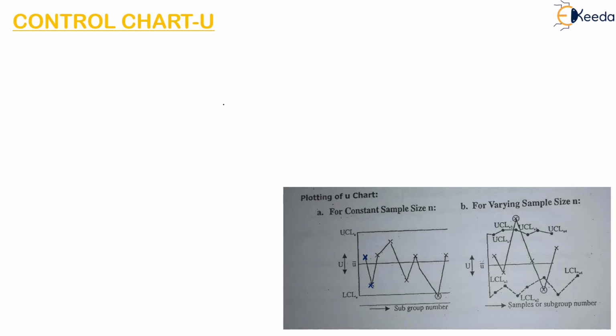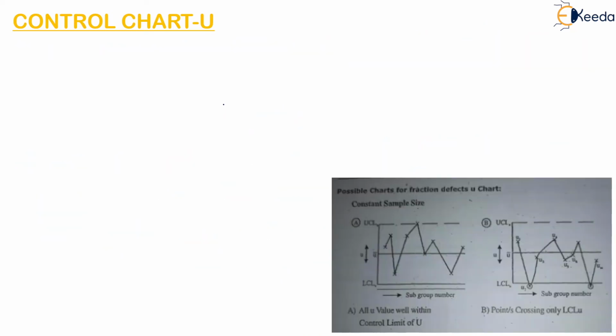So for constant sample size, how do we analyze the data? So here possible charts for fraction defective U chart. So they have given the first two figures, this is A and this is B. So all values or all U values are well within the control limit of U. So here we can see all the values are within the control limit. This is the upper control limit and this is the lower control limit. So we find the values of U in between these two limits. No value is crossing these two limits.